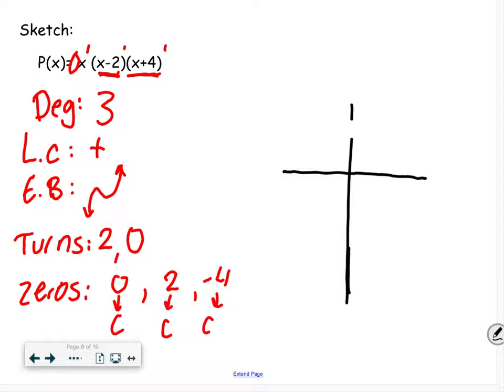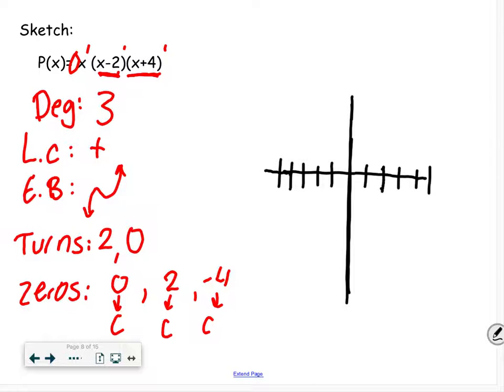The thing with sketches, whoa, this is a lot of work. The thing with sketches is we don't care how high or how low it goes. We don't care about the y value. We only care about what happens at our x's.